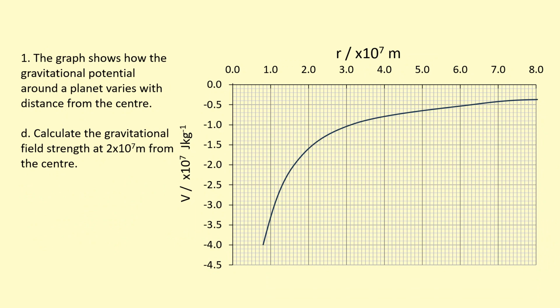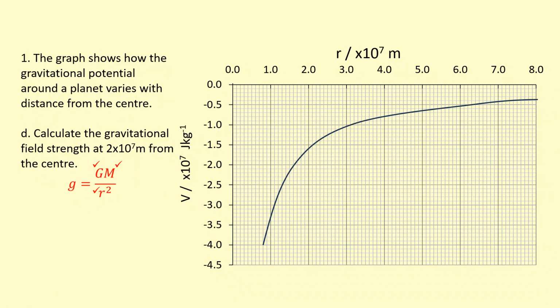Part D, calculate the gravitational field strength at 2 times 10 to the 7 meters from the center. Now, there's multiple ways of doing this. One way would be to just use the equation for gravitational field strength. I have the mass of the planet because I calculated that in part A, and the distance I'm trying to find it at is 2 times 10⁷, so I have that as well, and G as a constant. So this will allow me to calculate the gravitational field strength.